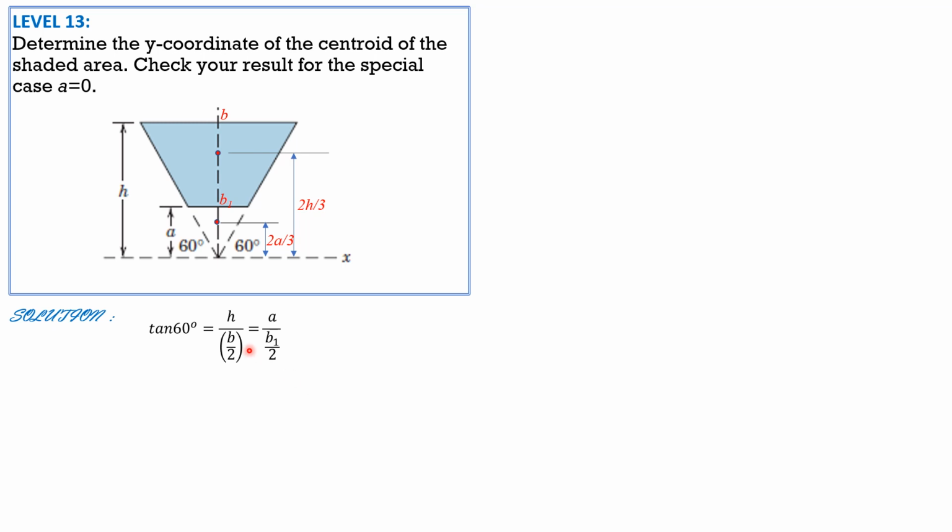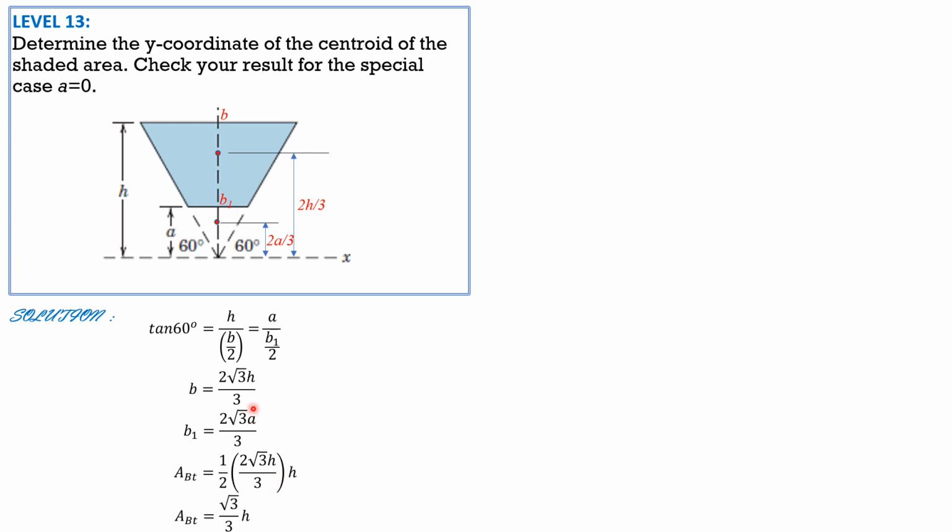So that means B is 2H over tangent 60. So it is 2 square root of 3H over 3, which is the same with B1, 2 square root of 3 over 3 of A. So the area of the big triangle is 1/2 of B times height, so 1/2 of B, which is 2 square root of 3H over 3, times height. Simplifying, cancel out 2. Area of big triangle is square root of 3 over 3 H square.